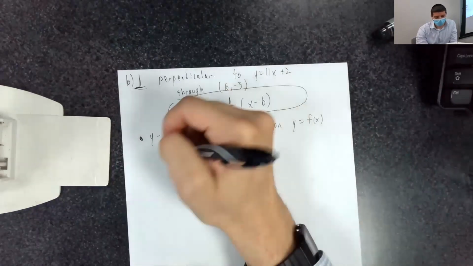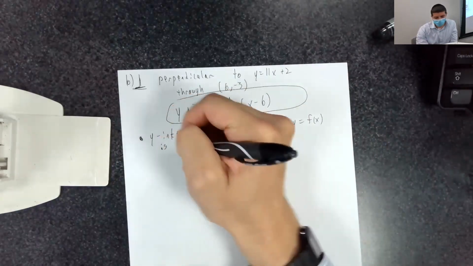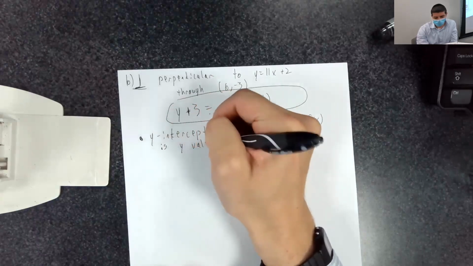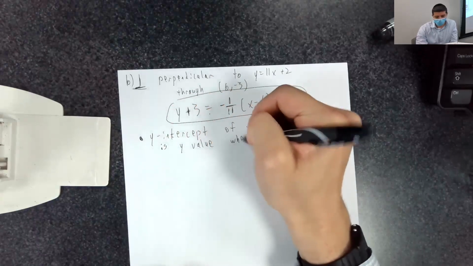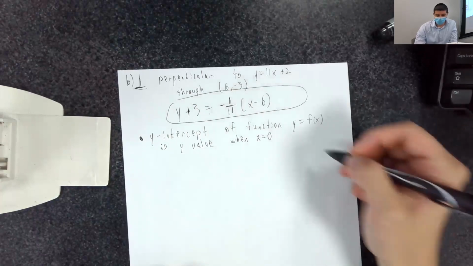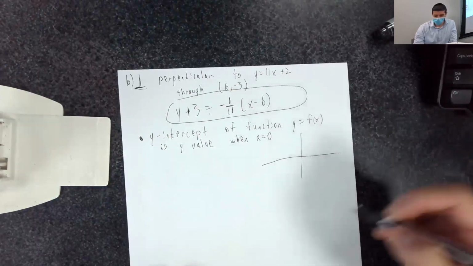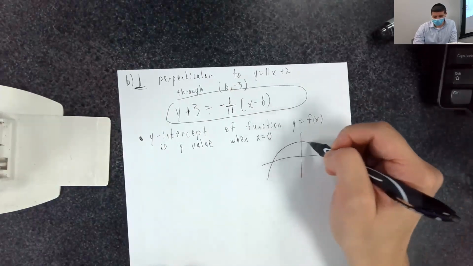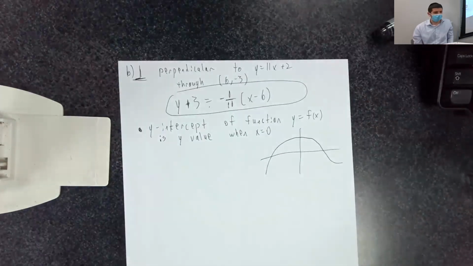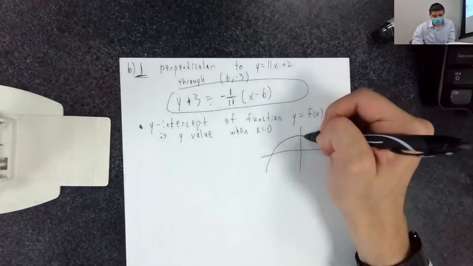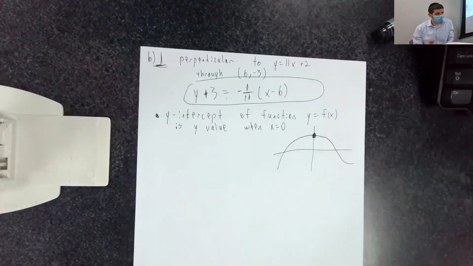The y-intercept of a function is the y value when x equals 0. So when you talk about a function, the y-intercept is when it goes through the y-axis, so you're setting x to 0. You could also talk about the x-intercept. That's where you set y to 0.